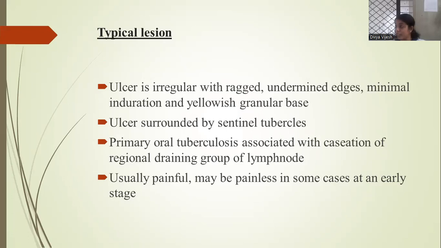And the ulcer is irregular with ragged, undermined edges, minimal induration, and a yellowish granular base. You can see this yellowish granular base, and its induration is minimal. Undermined edges you can see. Okay, and sometimes the ulcer is surrounded by tubercles. Primary oral tuberculosis is associated with involvement of the regional draining group of lymph nodes, and is usually painful, though it may be painless in some cases at an early stage.